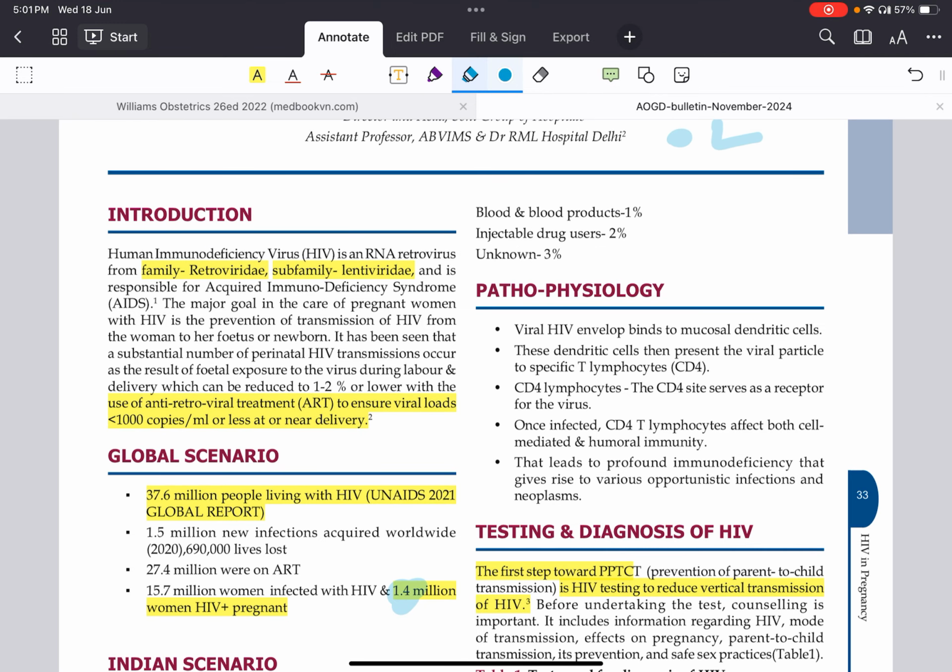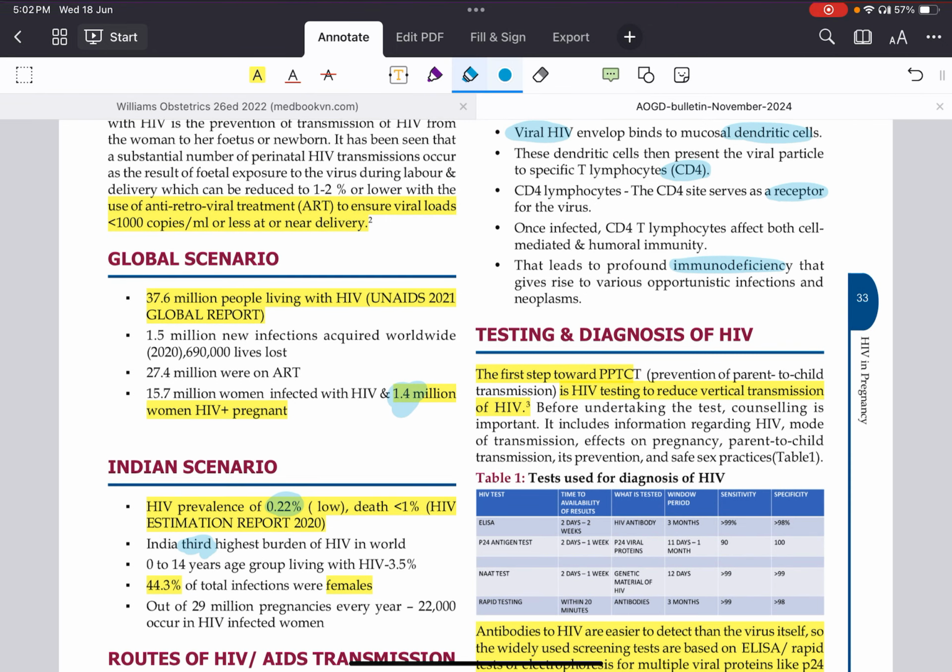Already I told you, the HIV virus goes and binds the mucosal dendritic cells. These dendritic cells have CD4 T cells. Why only CD4? Because it serves as a receptor. It is like come on in. So the virus goes and sits on that. Once the CD4 lymphocyte is affected, it affects both cell immunity and humoral immunity. So finally there is a profound immunodeficiency in them.